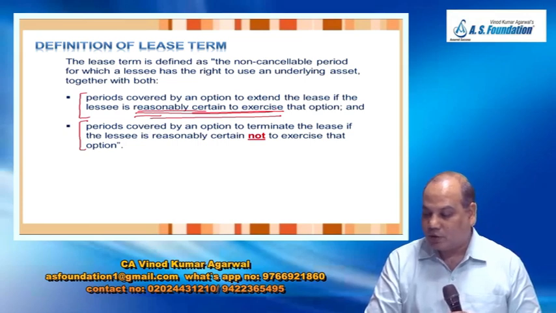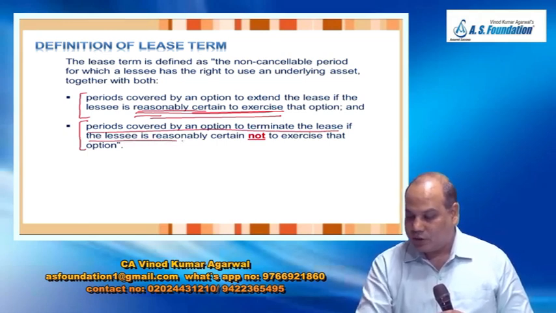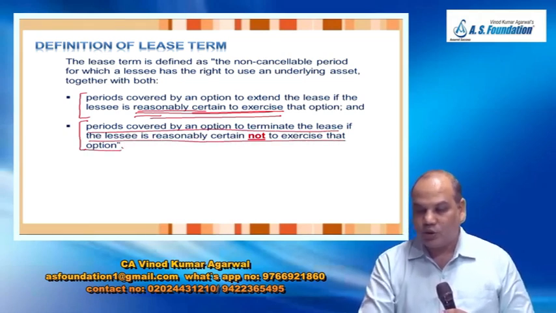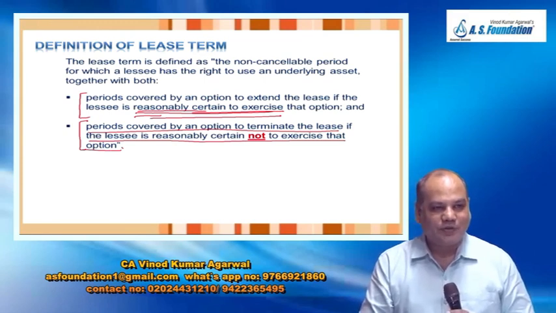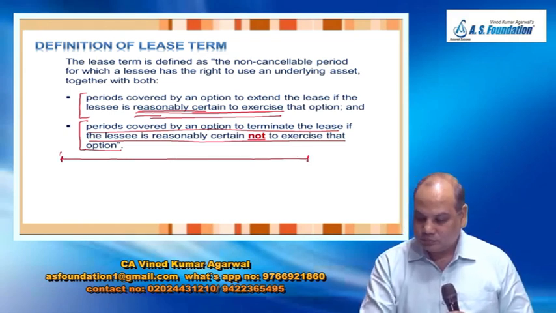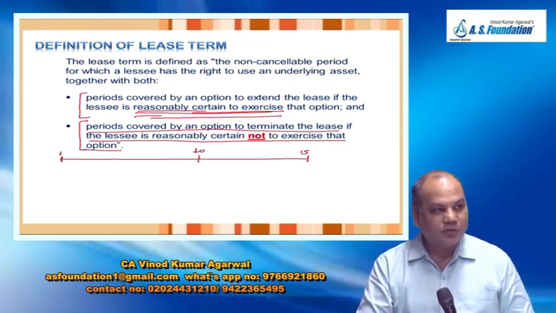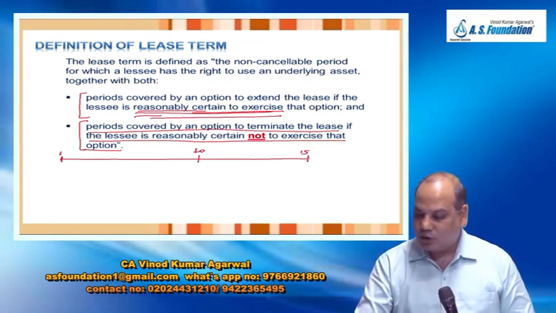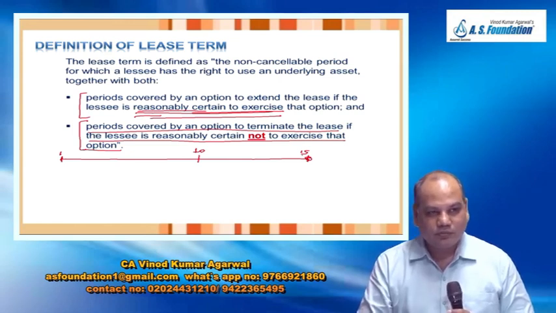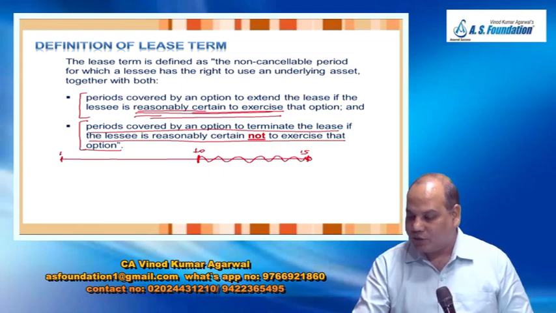Second is the period covered by an option to terminate the lease if the lessee is reasonably certain not to exercise the option. Opposite of the first one. The lease term may be for 15 years, and you have an option to terminate it after 10 years. And if you are reasonably certain that you are not going to terminate it here, then you take 15 years in the calculation. Example, if you terminate it at the end of the 10th year, you have to pay 2 times the remaining lease rental.